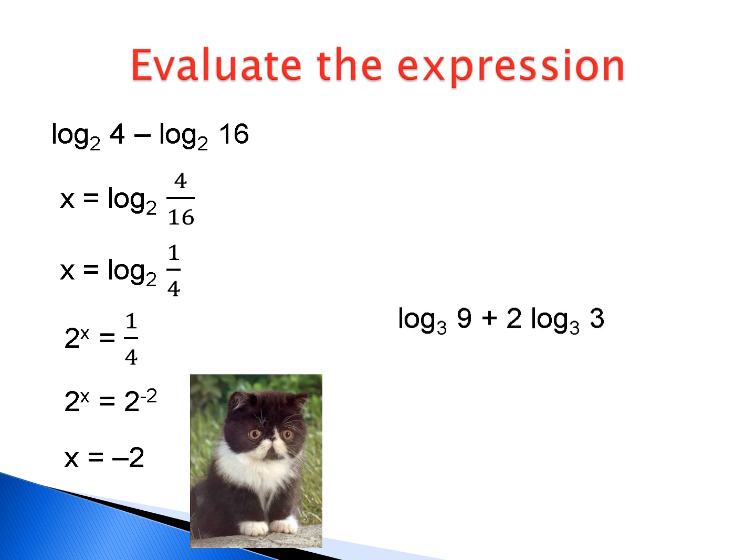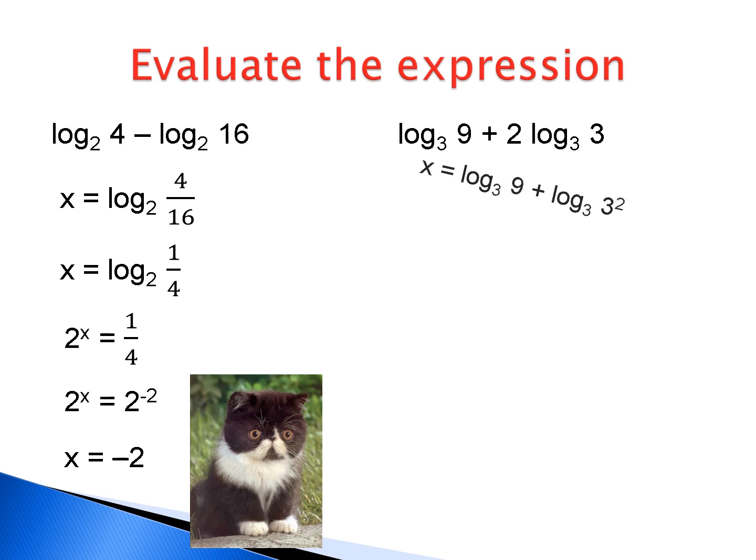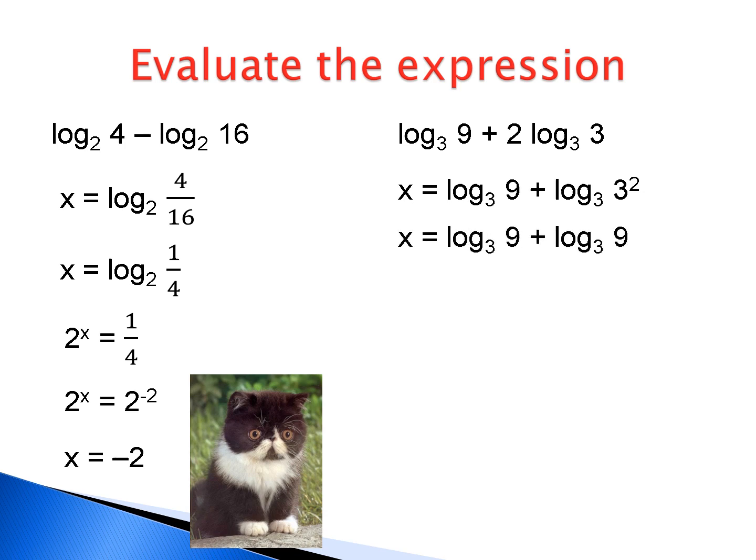Now, let's look at our next example. So we have log base 3 of 9 plus 2 times log base 3 of 3. Well, that coefficient of 2 needs to become an exponent of 3 first. So I change that to be log base 3 of 9 plus log base 3 of 3 squared, and of course I set it equal to x. Now 3 squared is 9, so I now have x equals log base 3 of 9 plus log base 3 of 9.